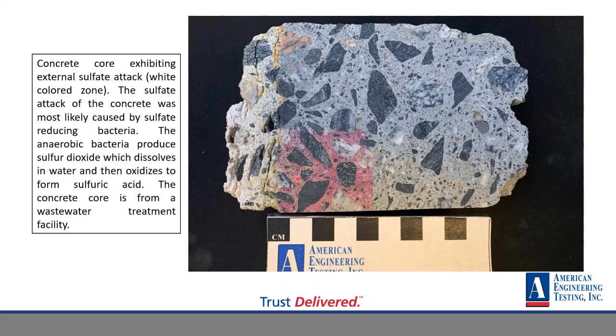So you can see this pink stain here. That's what we call our pH indicator. And if it's pink, that means your concrete's pH is good. If it's not, that means it has carbonated or some kind of attack has gone on to lower that pH.